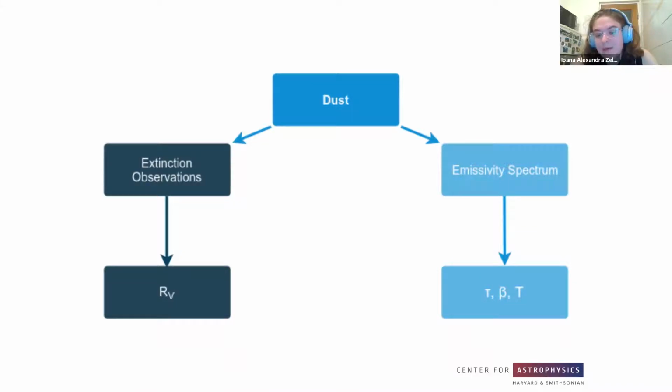However, if the modified black body is too simplistic, you are left with residuals from the model when you're fitting, which can be disastrous and create biases in the end result. So my goal was to understand what should be the appropriate modeling and how complicated can we make the modeling.